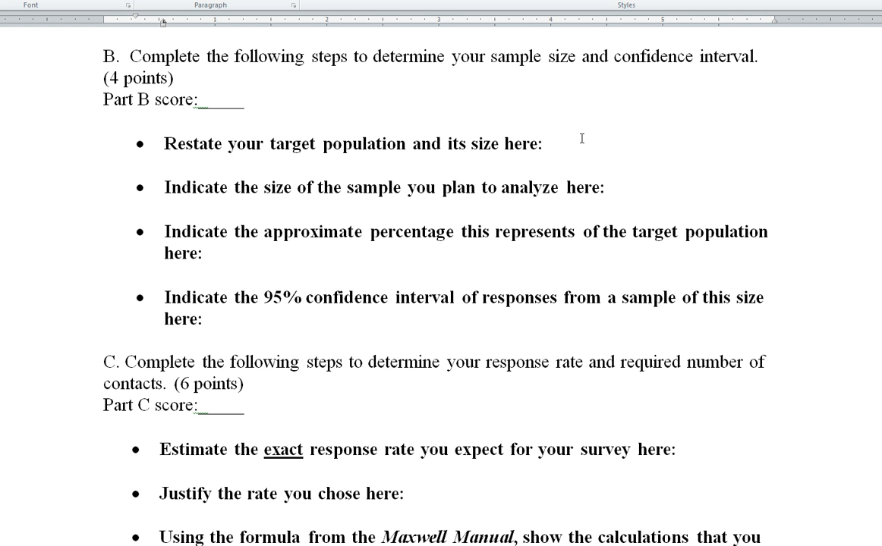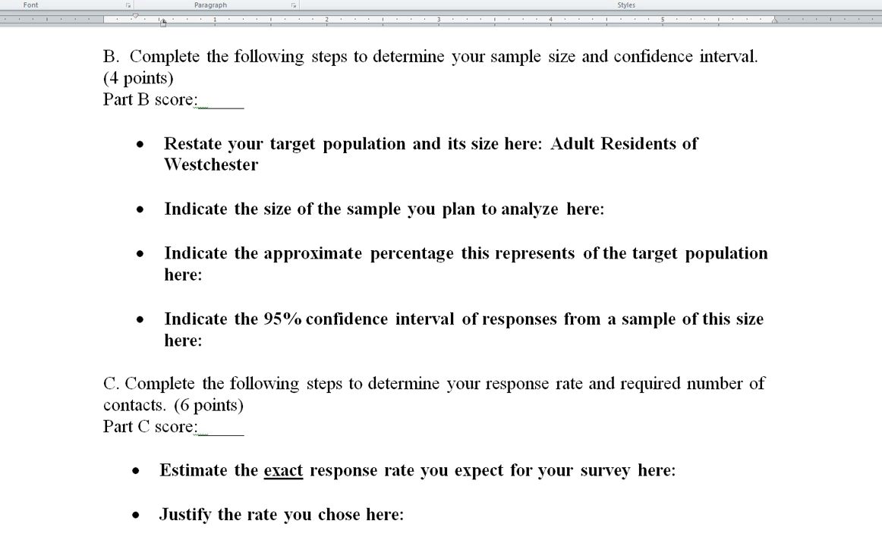I'm going to say that my target population are adult residents of Westchester County, New York. So I'm going to type in and restate the target population. Adult residents of Westchester County, New York. That's pretty easy.